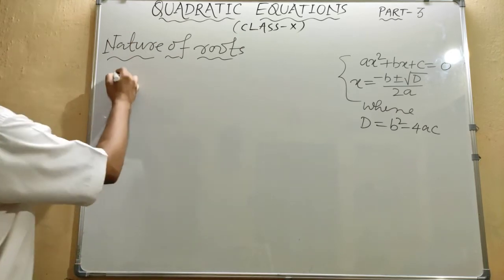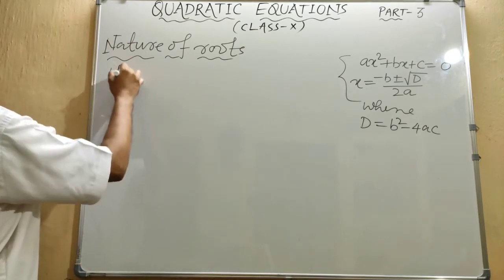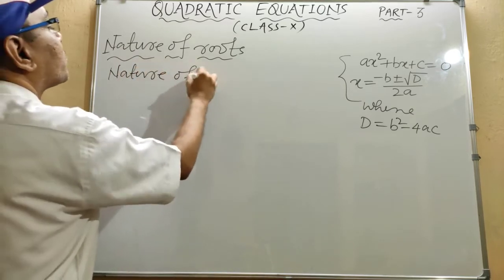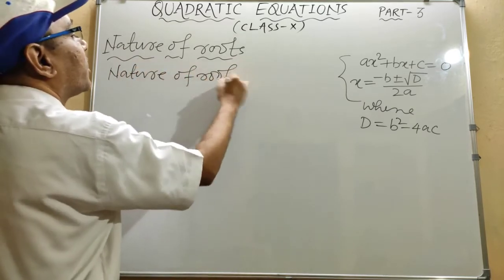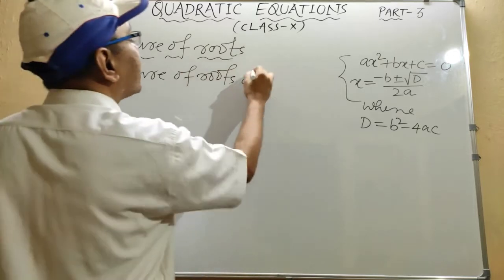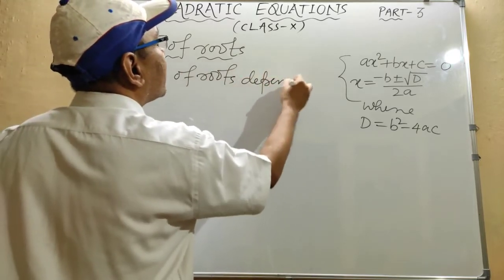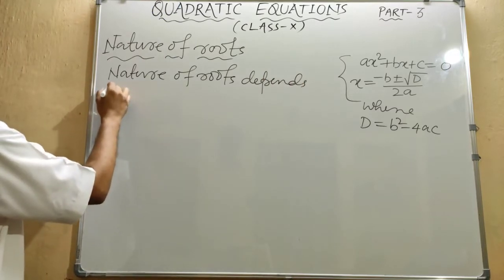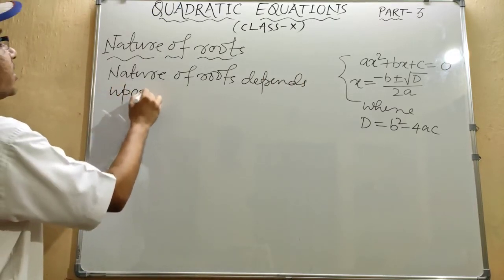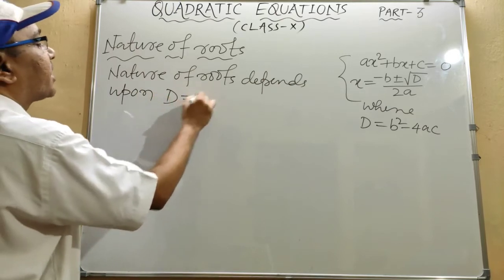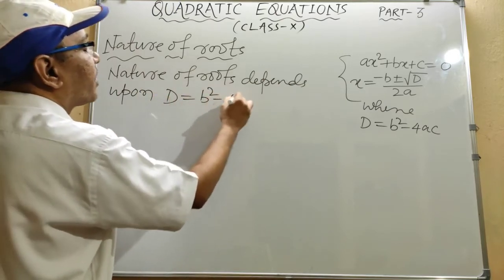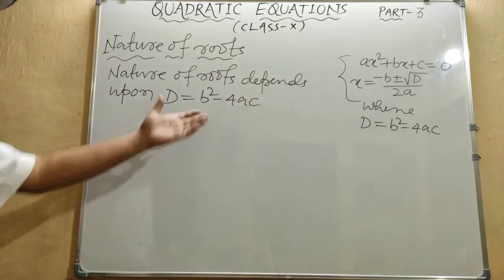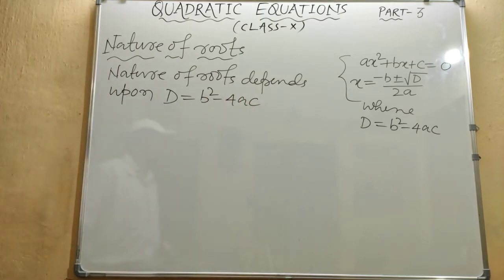See, first of all, you should know nature of roots. The roots कैसा होगा depends upon सिर्फ इसके ऊपर डिपेंड करता है. Nature of roots depends upon this b square minus 4ac.